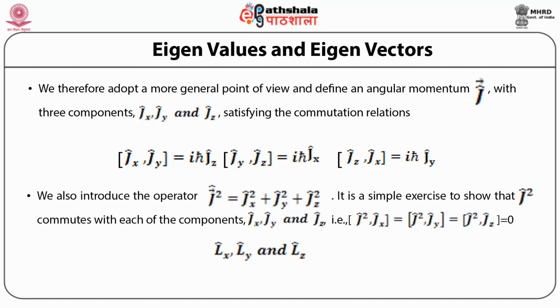We also introduce the operator J² = Jx² + Jy² + Jz². It is a simple exercise to show that operator J² commutes with each of the components Jx, Jy and Jz. That is, the commutator of J² with Jx equals the commutator of J² with Jy equals the commutator of J² with Jz and equals 0.